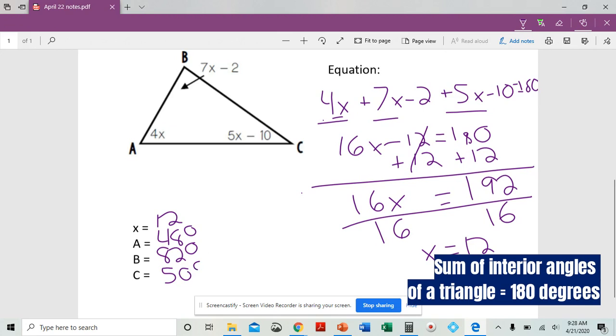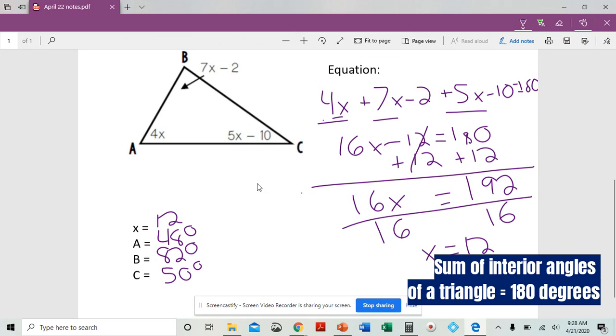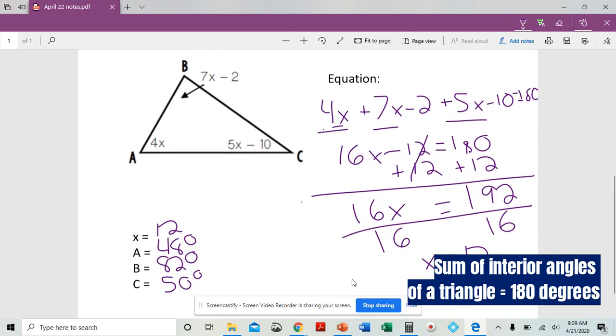So we need to double check that all three of these angles add up together to be 180 degrees. Going to give us 180. That means we have done it correctly. Not too shabby. Just add up all of your expressions and make sure they add up to 180. You can add them all up here, set them equal to 180 when there is a variable, and solve for it.